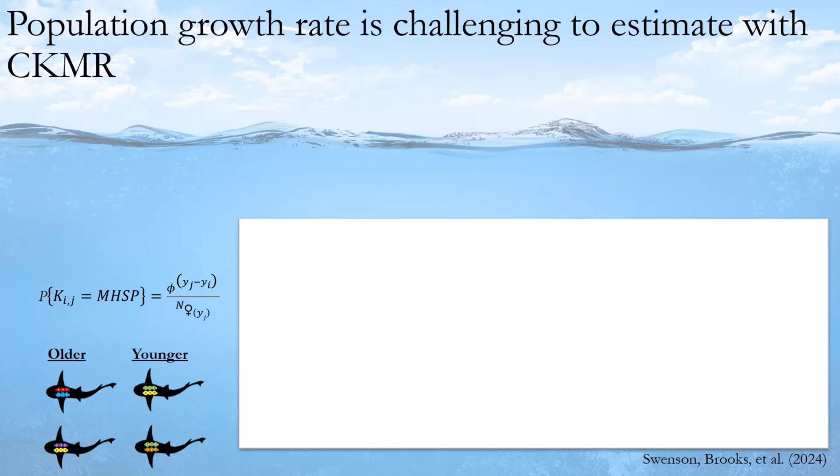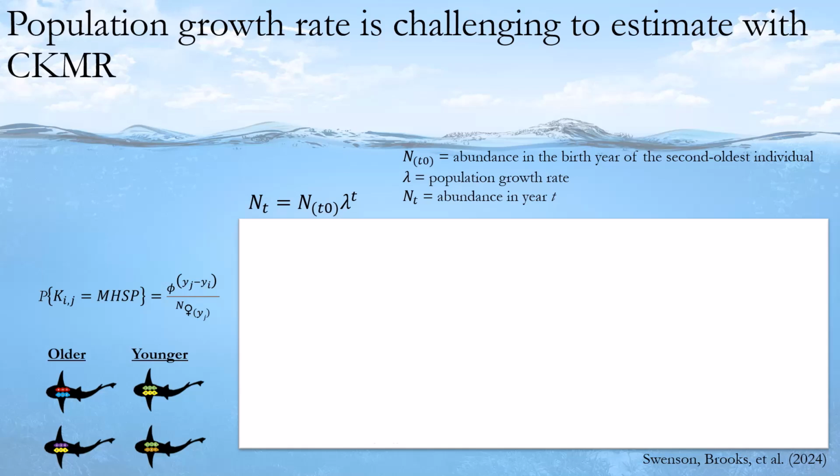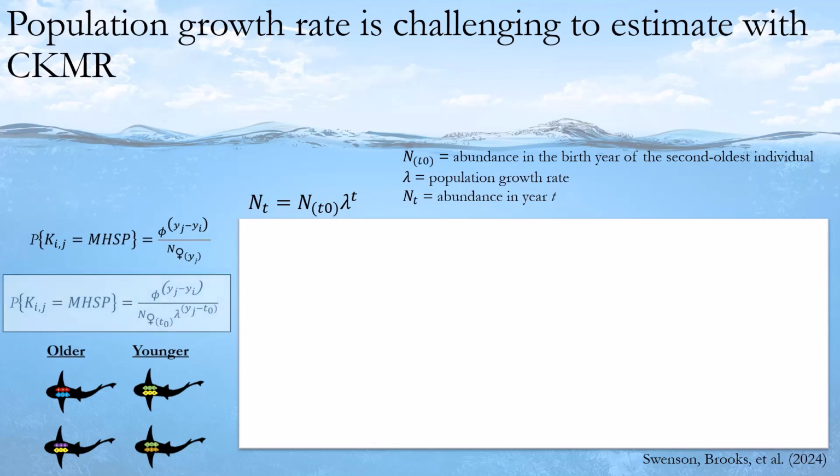And that means if we want to use them in the same CKMR model, we need to connect the abundance estimates from each year using a population growth model. And this was the model that we used. It's a simple exponential growth model where abundance in year t is a function of abundance in year 0 times lambda. And when we think about our data set as a whole, the first year for which we can estimate abundance would be the birth year of the second oldest individual in the data set. And so that becomes our N T0. And it means that our adapted model looks something like this.